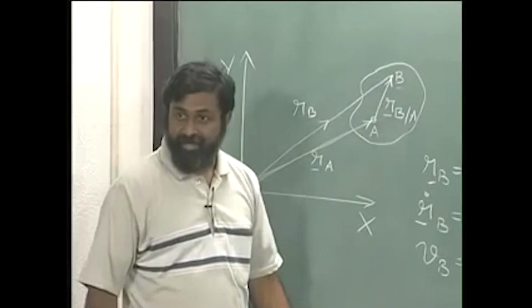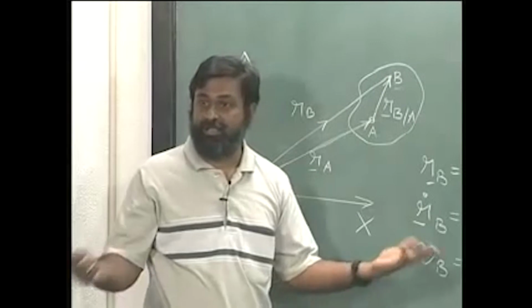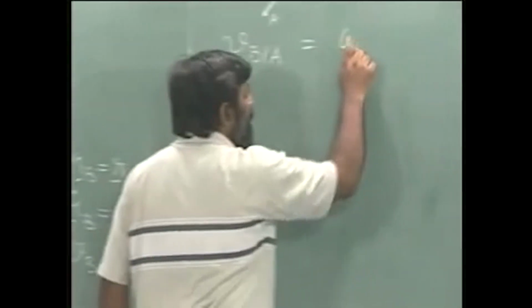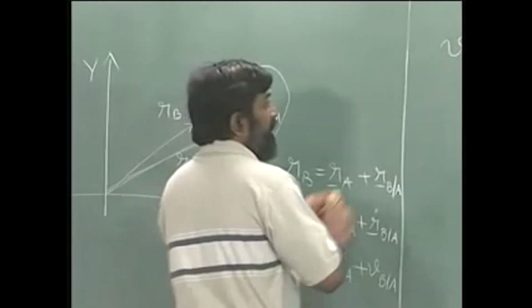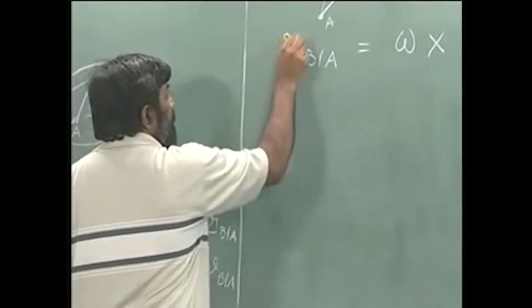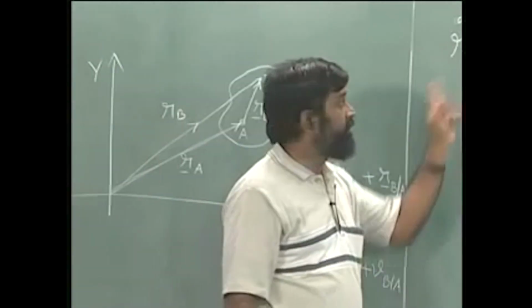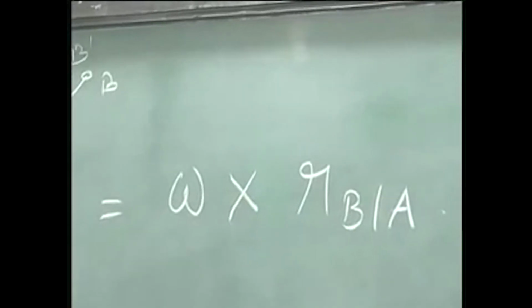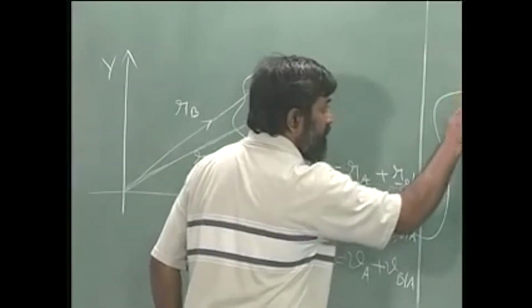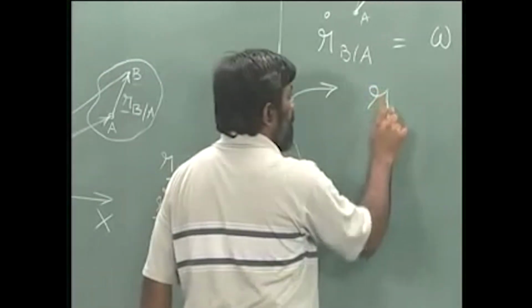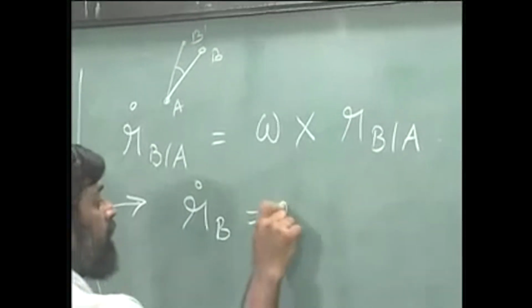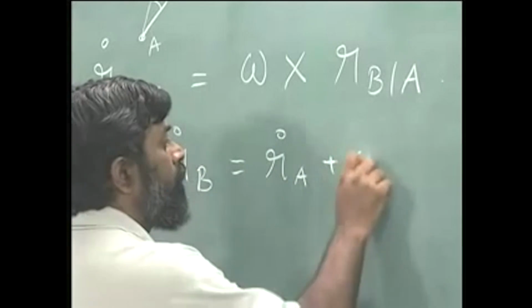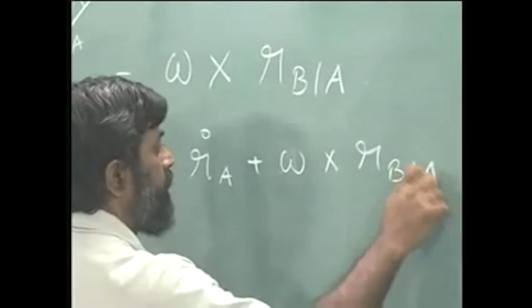So, it becomes easy for me. If I know that this is rotating with an angular velocity omega, then it is nothing but omega cross. So, let me write it in the style that we have already written. If I have to find out the derivative r dot of B with respect to A, it is omega cross r B with respect to A, and therefore, if I substitute in this, I will get r dot B equals r dot A plus omega cross r of B with respect to A.